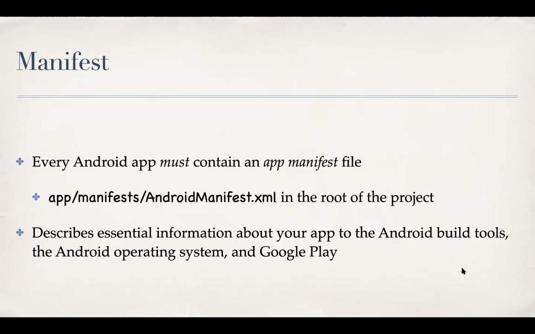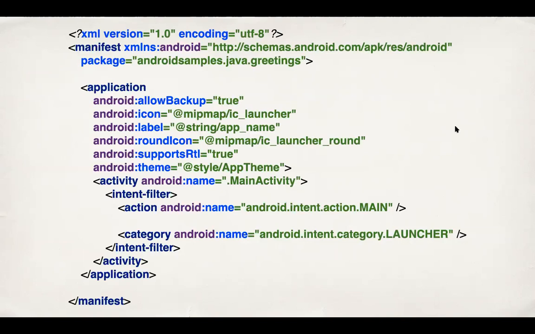So what does this file contain? This is what the file of our current greetings app looks like. As you can see, it's an XML file. It has the root element manifest. Inside that, its child is application, and inside that, its child is activity, which is our main activity. So this, as you can see, describes the whole app in a sense.